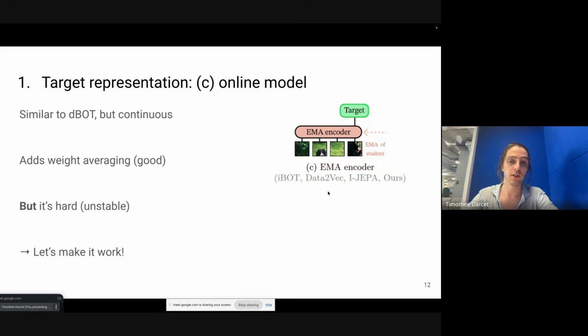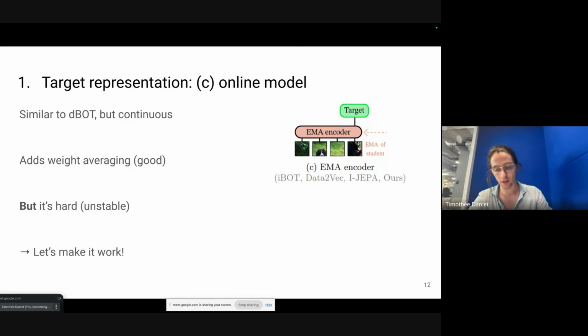As I was saying, people did it before. That was the case in iBot. In iBot, they did that, but it was so unstable that they added another loss on top of it to make it work. And that was the case also in Data2Vec and I-JEPA, which are the most similar works to ours. Yeah, it's the same idea.